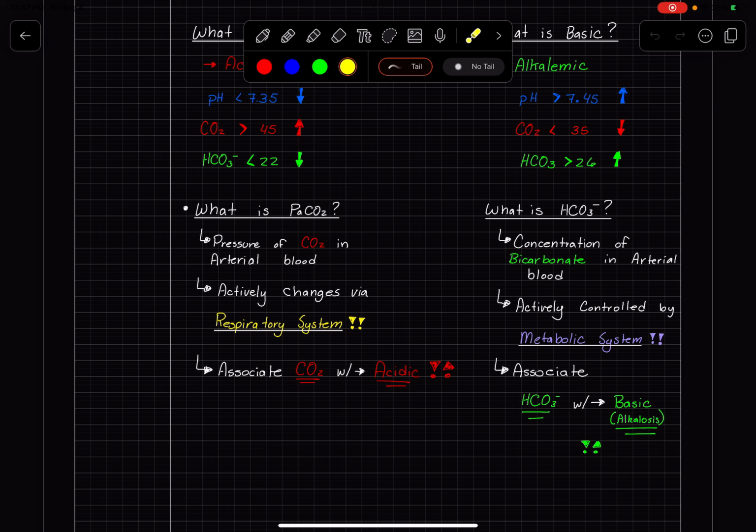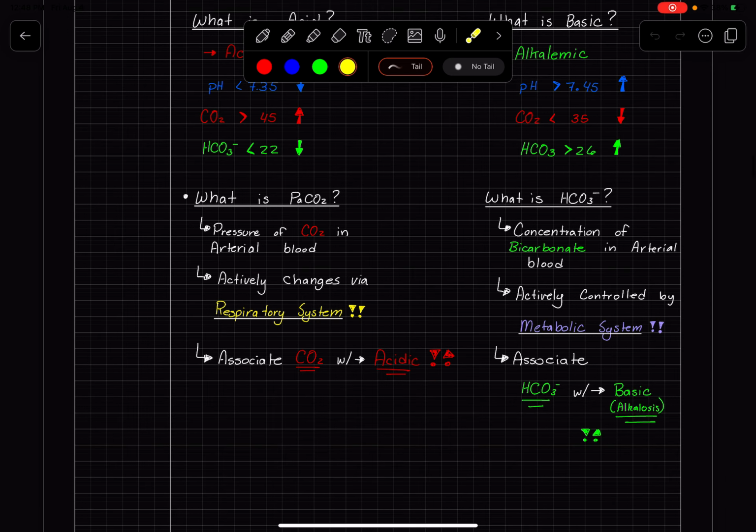Well, the good thing to ask yourself is, what is CO2 associated with system-wise? Is it going to be our respiratory system or our metabolic system? Because those are the two systems we look at when we're balancing acid bases. Well, when you think CO2, what do you think of? You think of air, you think of us breathing, so you think of our lungs, which is our respiratory system. So CO2 is involved with our respiratory system, and that's one way we deal with acid-base conditions, or controlling acid base in our body. So that's why I associate CO2 with respiratory, but then I also associate CO2 with acid, because it acts like an acid in the body.